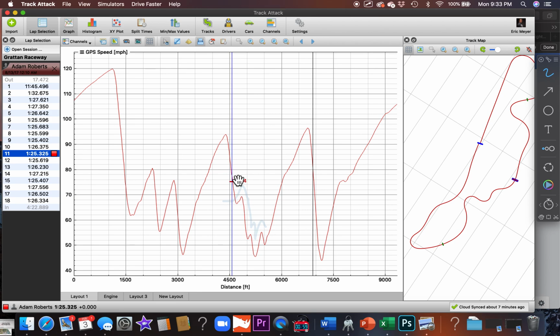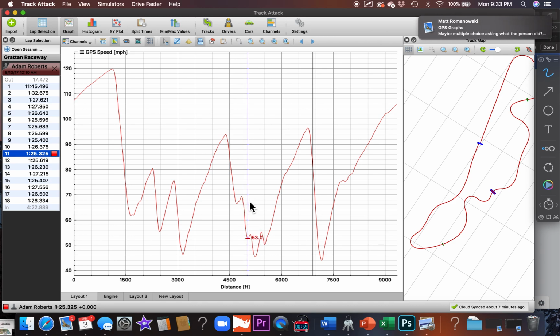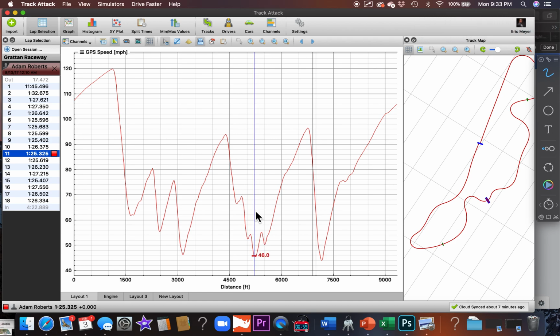So we got brake, brake, brake. A little bit of gas. Brake, brake, brake. A little bit of gas. Brake, brake, brake. Almost the slowest part on the track. Gas, gas, gas. Brake, brake, brake.